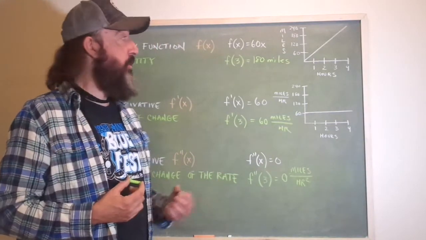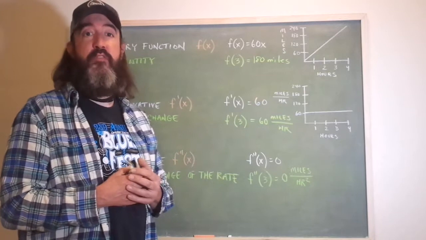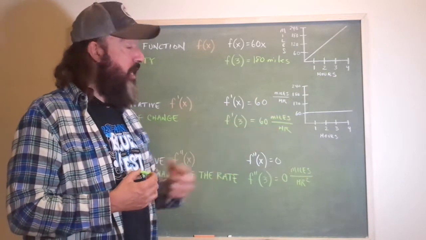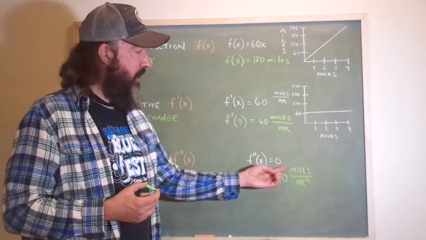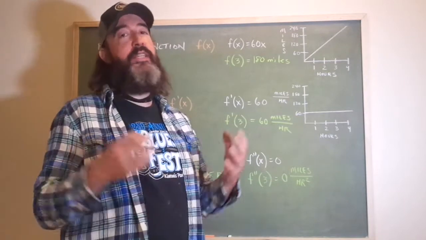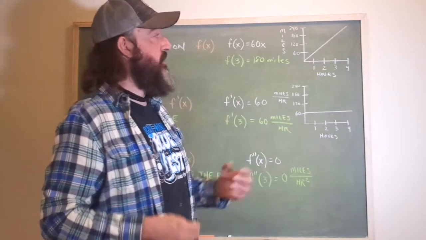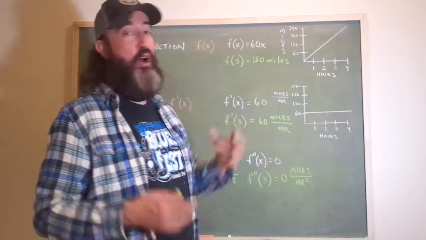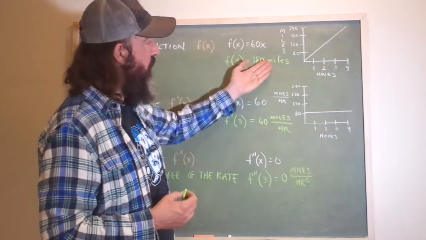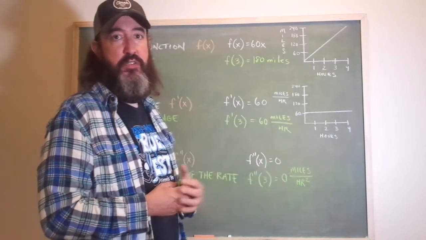And there you have it. The output of the primary function was miles, the output of the first derivative is miles per hour, and the output of the second derivative is miles per hour squared. You're going to see that that pattern will always hold true, and as long as you know the input and output of one of the functions, well then you should know the output of all of the functions.